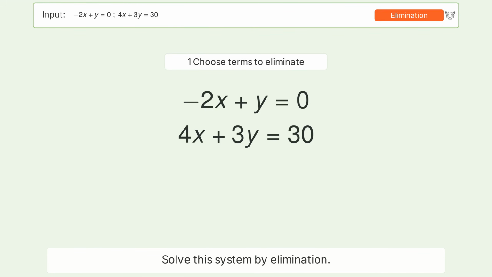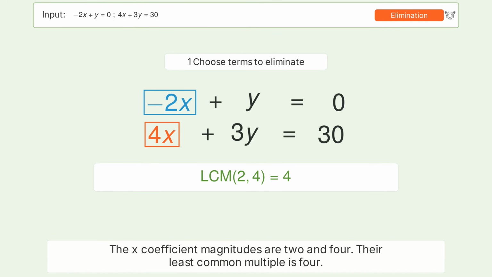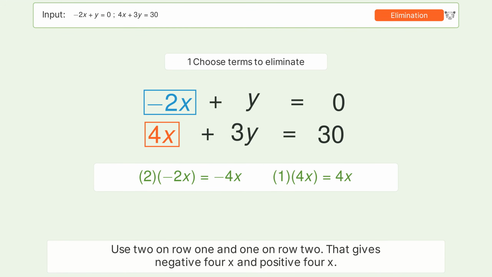Solve this system by elimination. We want the x terms to cancel when we add the equations. The x coefficient magnitudes are 2 and 4. Their least common multiple is 4. Use 2 on row 1 and 1 on row 2. That gives negative 4x and positive 4x.